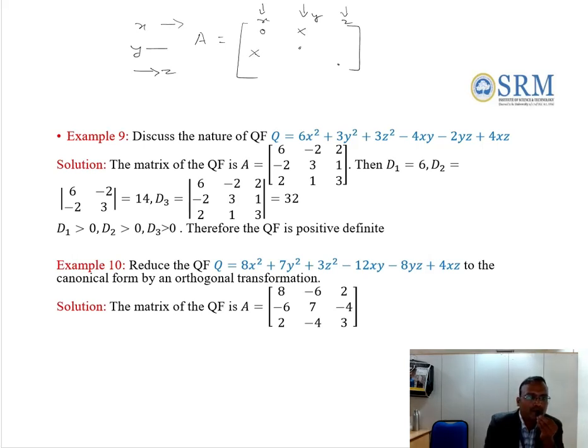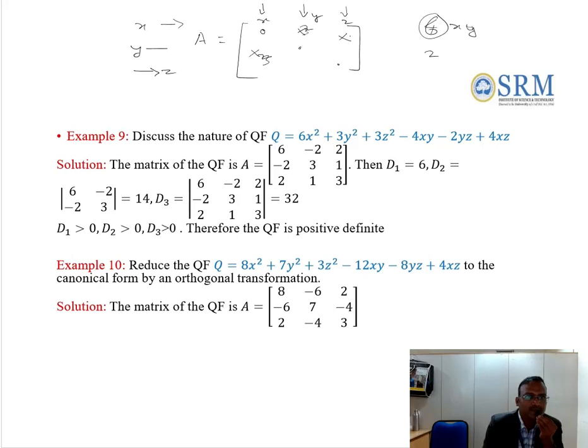Whatever the value we have, that is the coefficient of xy, should be divided by 2, and we have to place it here. Suppose the coefficient of xy is 4, then we divide this number by 2, that is 2. You have to place 2 here and place 2 here. If it is 6, then you place 3 here and 3 here, likewise.